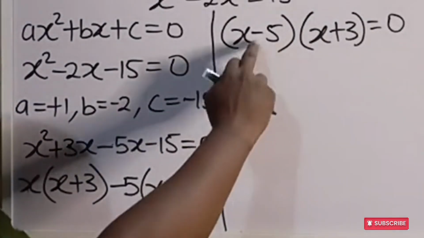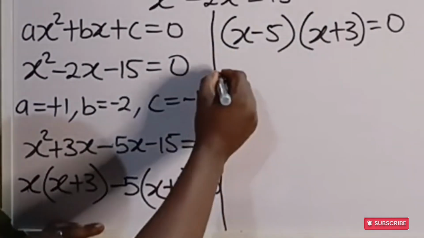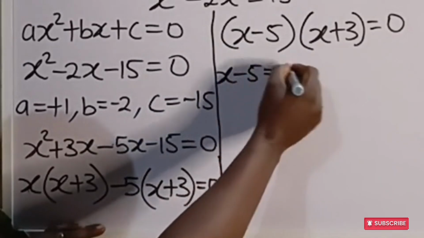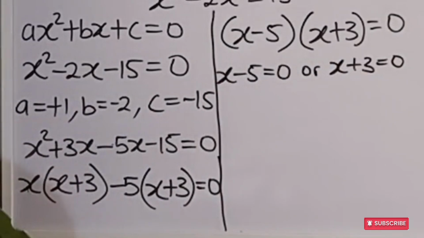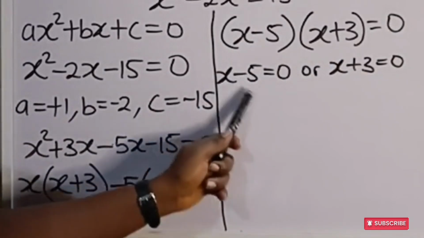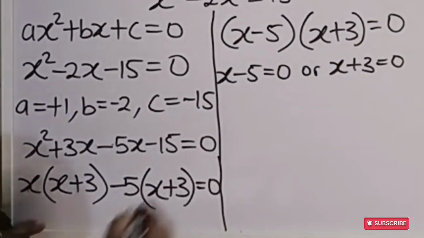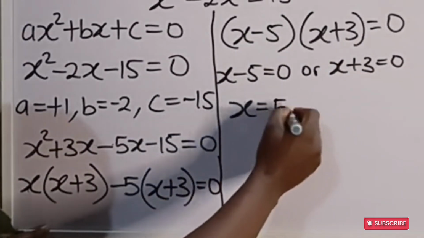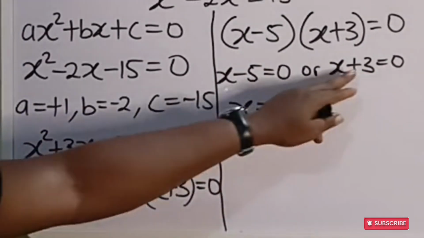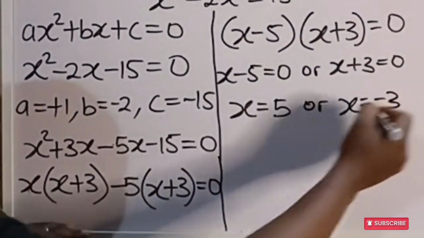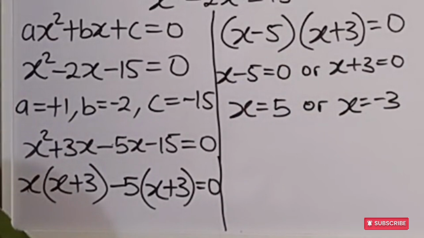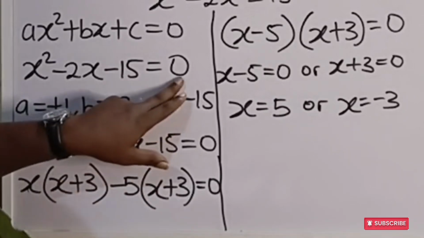So you equate each of the values to 0. So x minus 5 is equal to 0, or x plus 3 is equal to 0. At this point, you simply move the minus 5 to the right, and it becomes plus 5. So x is equal to 5, or if you move plus 3 to the right, it becomes minus 3. x is equal to minus 3. So these are the solutions to the quadratic equation. This means these are the values of x when y is equal to 0.